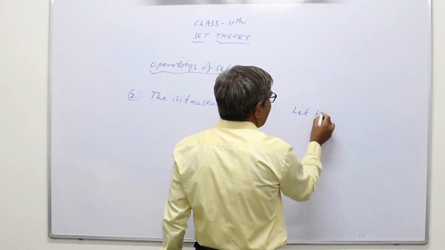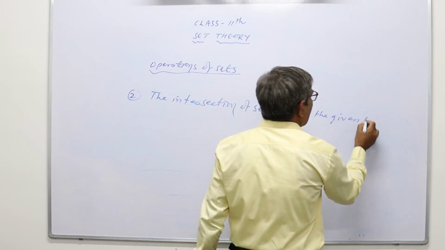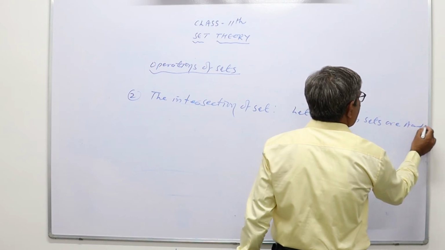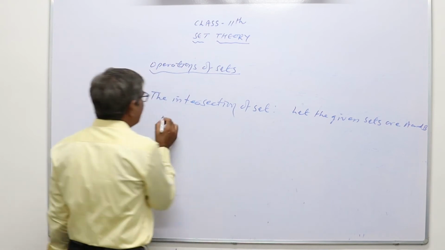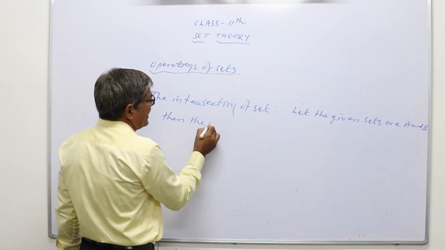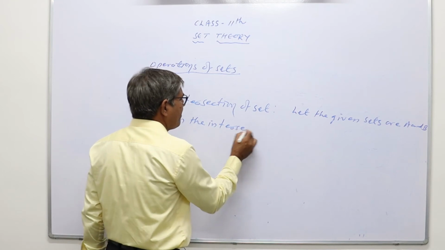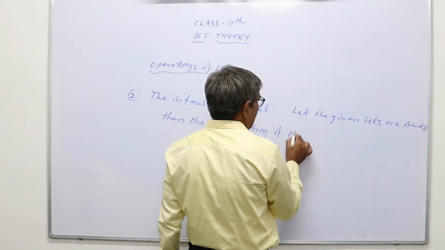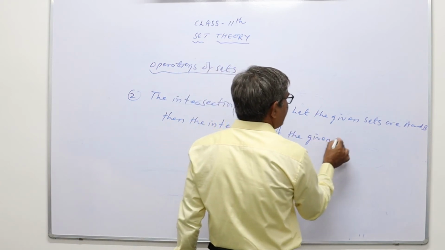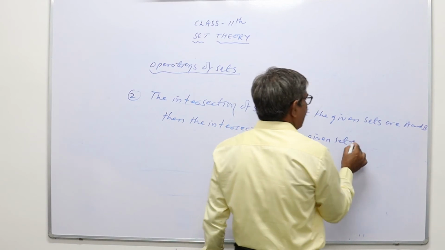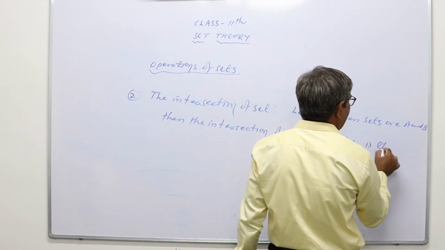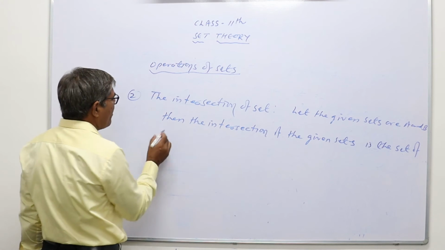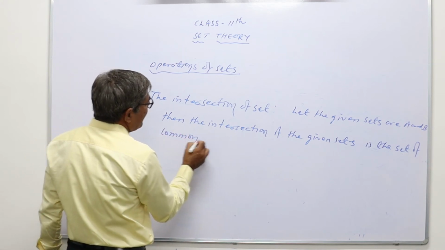Let the given sets be A and B, then the intersection of the given sets is the set of common elements.